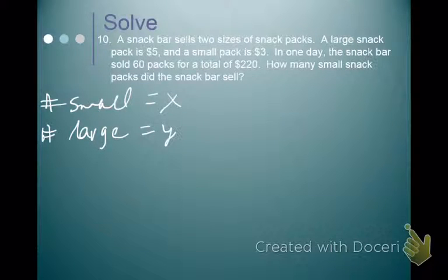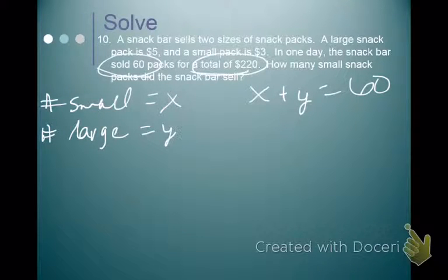Now, where our two equations are going to come from are two different situations. One is the number that were sold, and the other one is the value of those packs that were sold. So if you add the number of small and large together, then you have to come up with 60 because they sold a total of 60 packs. So our first equation is simply going to be adding the two numbers of packs sold, and that has to equal 60.